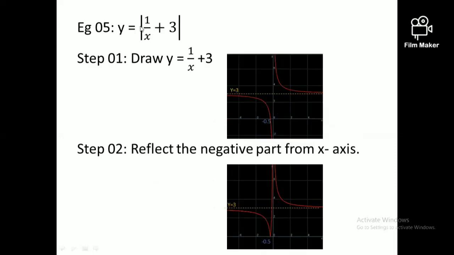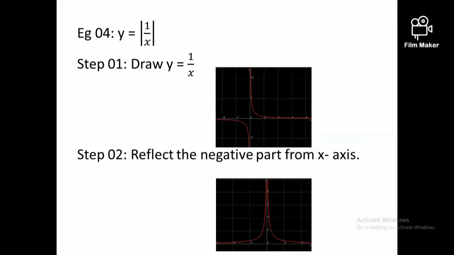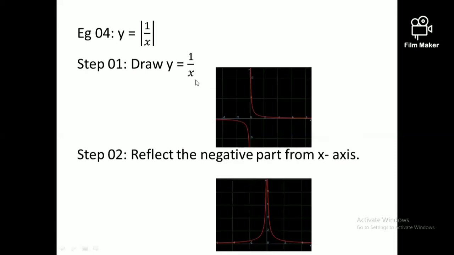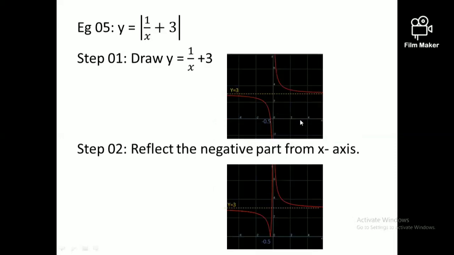If you want to draw the modulus of 1 over x plus 3 graph, initially draw the 1 over x plus 3 graph. We have already learned how to draw the 1 over x graph. That means 1 over x plus 3 means the entire graph shifts 3 units up. So here the asymptote is y equals 0, and it shifts 3 units up, so it turns into y equals 3. All other facts are the same, right?